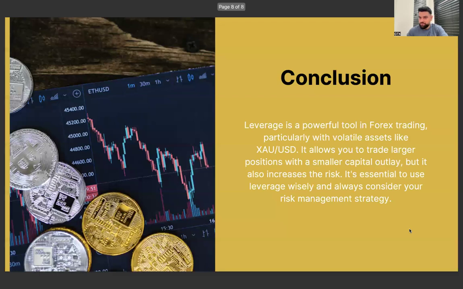Conclusion. Leverage is a powerful tool in forex trading, particularly with a volatile asset like gold. It allows you to trade larger positions with smaller capital outlay, but it also increases the risk. It's essential to use leverage wisely and always consider risk management strategies.